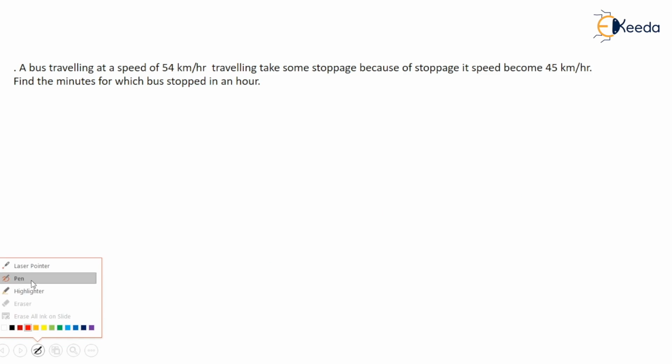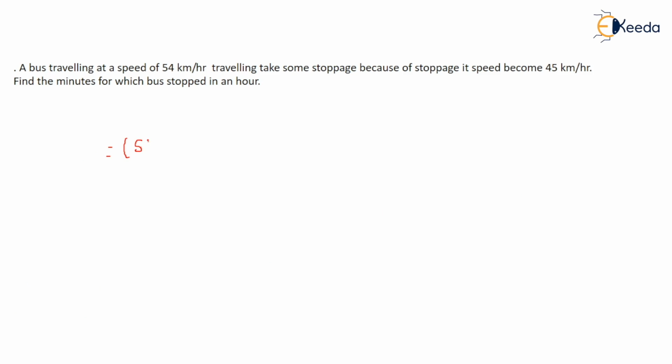You can simply do this, or you can simply apply a formula here. This formula is also a very simple one. The formula is speed continuous minus speed with stoppage, upon the speed which is currently going on. So this comes out to be 9 divided by 54 into 60, and when you solve it you will find the answer.